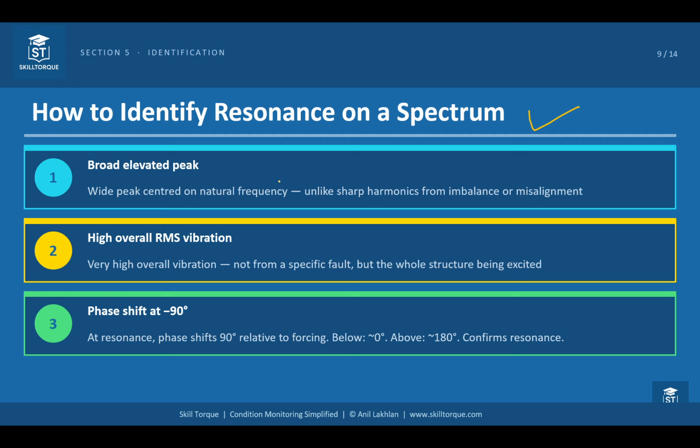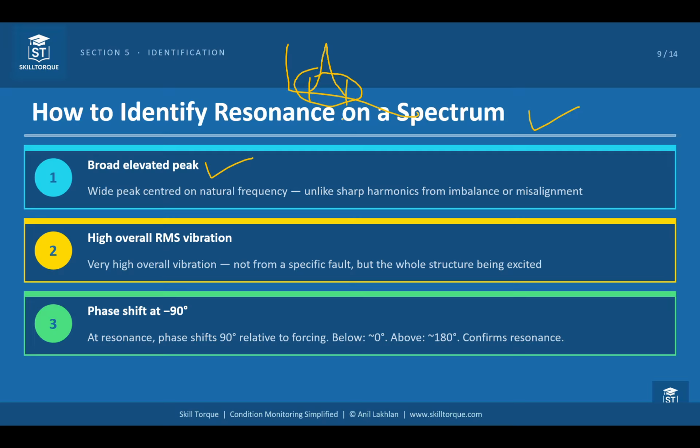The first thing that you will see in resonance is a broad or elevated peak, or you can say the bottom of the peak is slightly broader, right? Unlike a sharp harmonic spike like you get in unbalance or misalignment, resonance tends to show up as a wider, broader elevation in the spectrum, centered around the natural frequency, right? So the peak spreads across a range of frequencies, not just one sharp line. Let's say the resonance frequency is 60 hertz. The peak will be broader at the bottom, somewhere from 55 to maybe 65, okay? So the natural frequency is 60, but the peak is broader at the bottom, right?